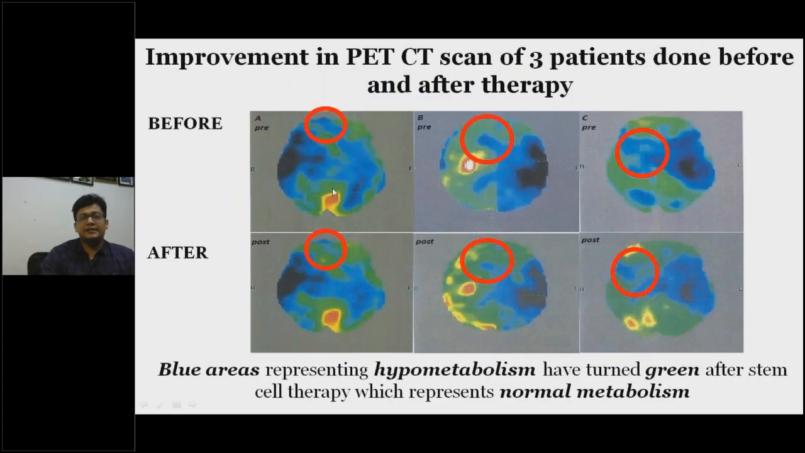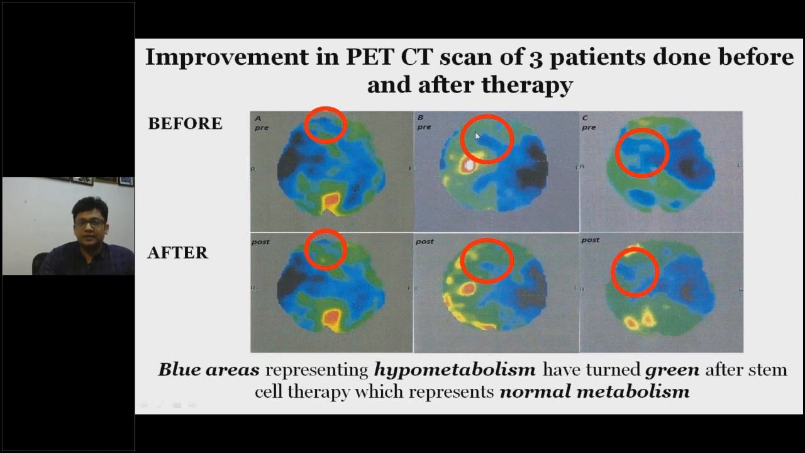If you see these PET CT scans of stroke patients, there are 3 different patients. This is pre, this is post. You can clearly see the blue patch over here, which is hypometabolism, and here you can see the green patch. So this is after stem cell therapy and vigorous rehabilitation. So I'm telling, neuro regeneration is possible with rehabilitation.